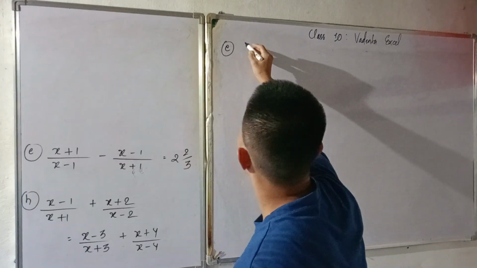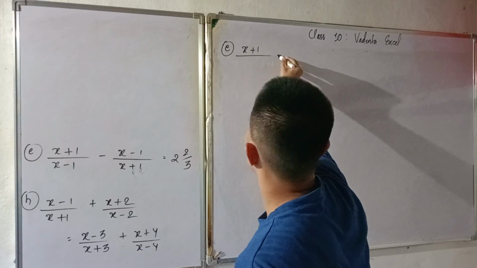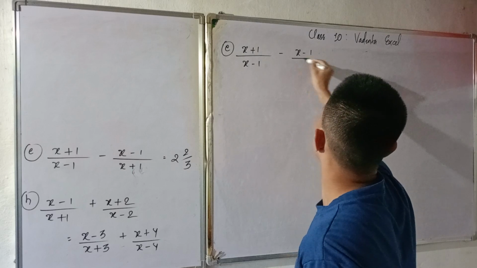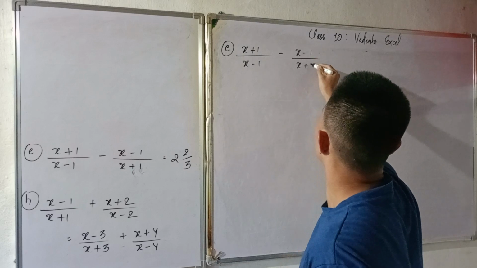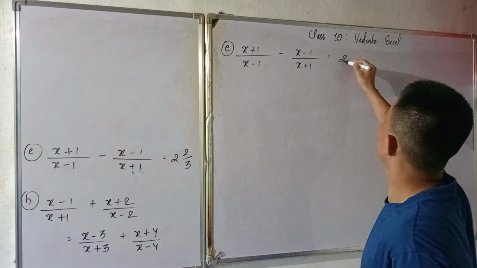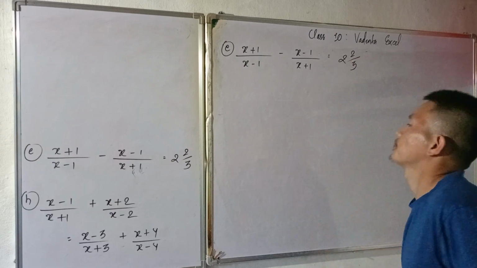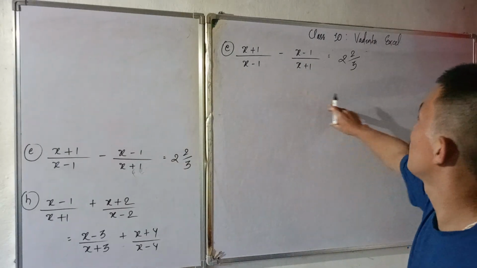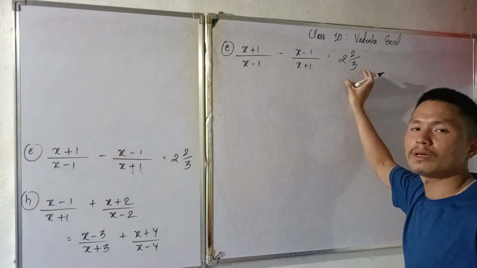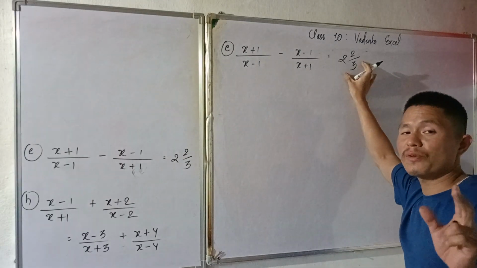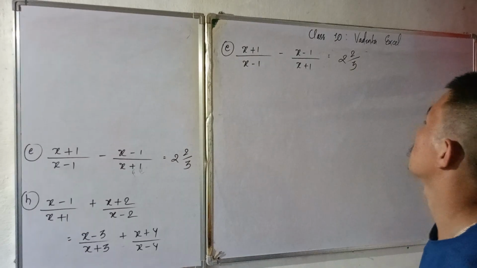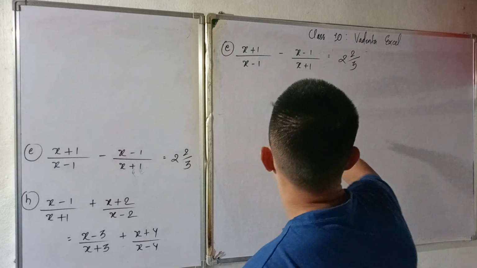Now number E, we have the question: (x plus 1)/(x minus 1) minus (x minus 1)/(x plus 1) is equal to 2 whole 2/3. So in this situation, you just take the LCM and operate this. This is a mixed fraction, and this mixed fraction can be converted into an improper fraction. So you know how to do that.